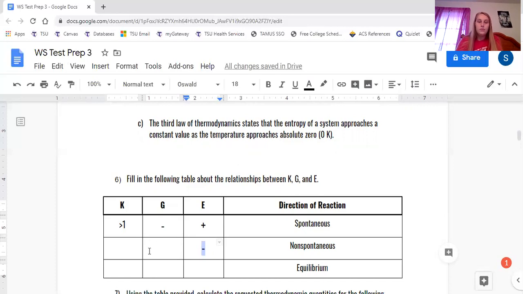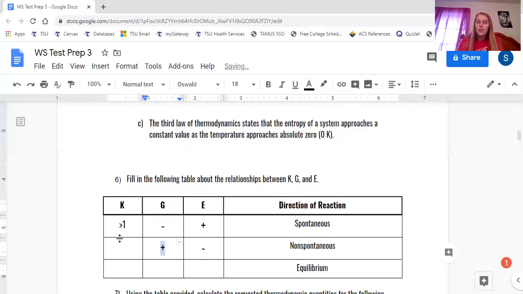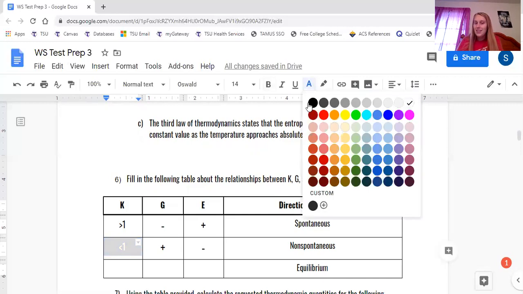So what do you think it'll be? Positive, negative, some random positive, perfect. Okay, so what do you think K is going to be? Oh, well, I can give it to you. It's going to be less than 1.